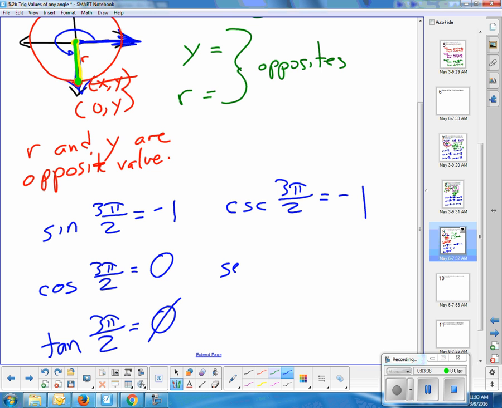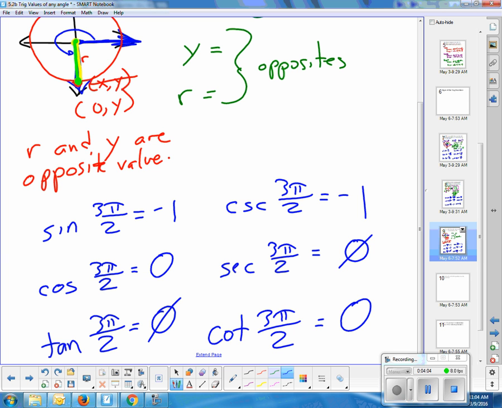Secant of 3 pi over 2. The reciprocal of 0 will be undefined. A fraction has a 0 in the numerator and something in the denominator. If you take the reciprocal, now you've got 0 in the denominator, so we're undefined. And cotangent of 3 pi over 2. When we found the tangent value, we had a 0 in the denominator. Take the reciprocal, that 0 is now in the numerator, and that's now calculable, and I'll have cotangent of 3 pi over 2 equals 0. So just an example of how we can calculate the trig values of quadrantal angles if we don't have specific points. So that's okay, we can still do that.